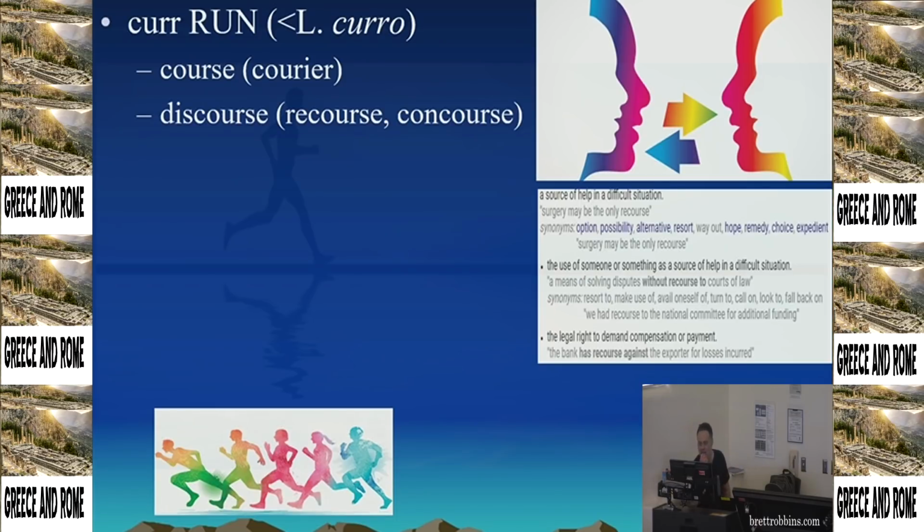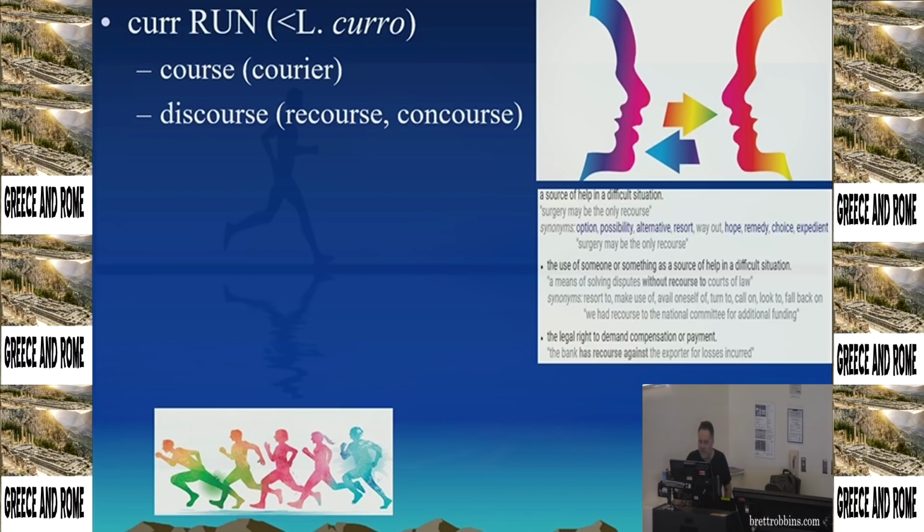There are different meanings to recourse. First of all, a source of help in a difficult situation, and the sentence that this dictionary gives is surgery may be the only recourse. Running back to. So say you're in a situation and you need some help. When you have recourse to something, it metaphorically means that you're running back to it in order to get help from it, okay? So surgery may be the only recourse. In other words, you have to run back to surgery.